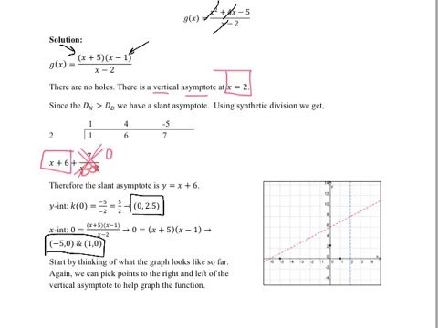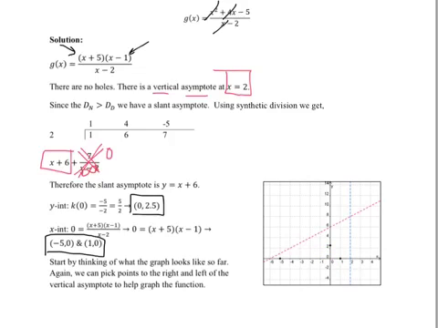So again, start by thinking of what the graph would look like so far. Again, this is what we have. We see that we have a vertical asymptote at x equals 2. That's right here. We've got a slant asymptote, the line y equals x plus 6. We've got our x-intercepts at -5 and 1, and our y-intercept at 2.5.